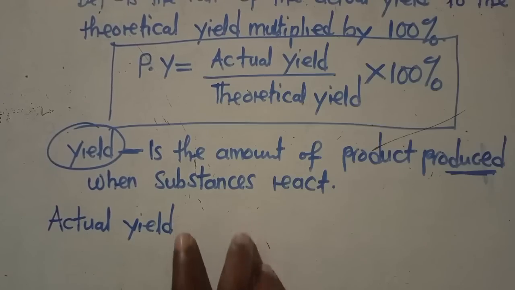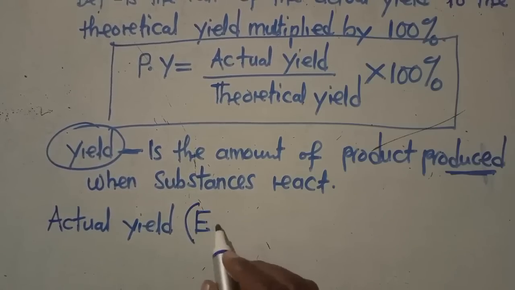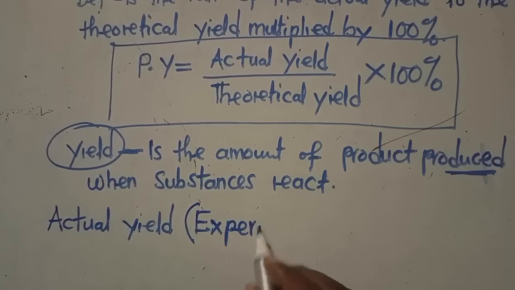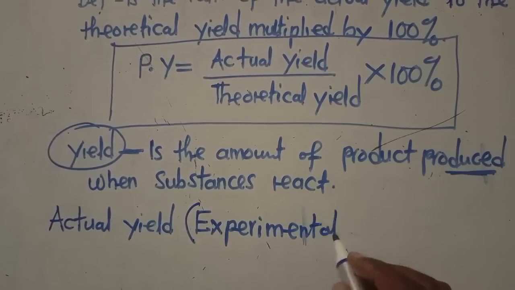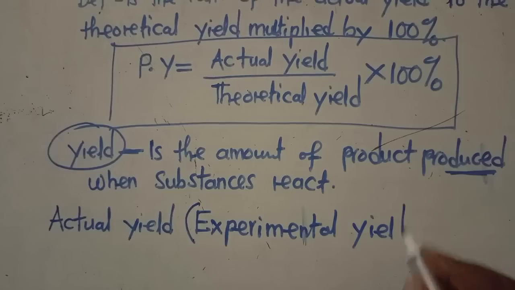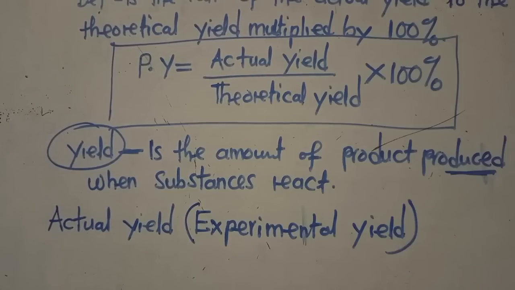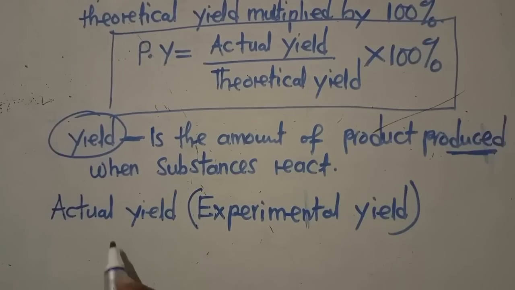The alternative name for the actual yield is the experimental yield. This one is given mostly. So we can call it actual yield, or we can call it experimental yield. We need to understand what this thing is all about.